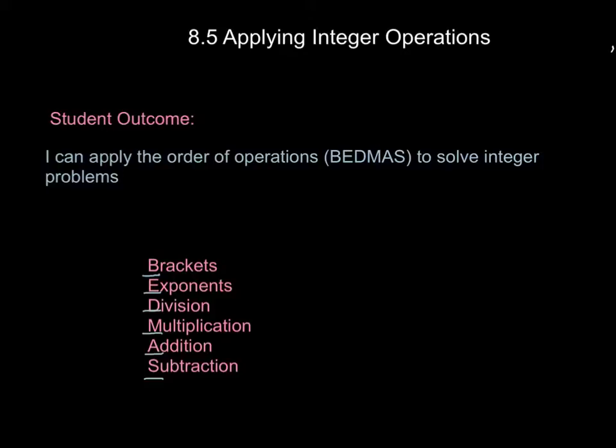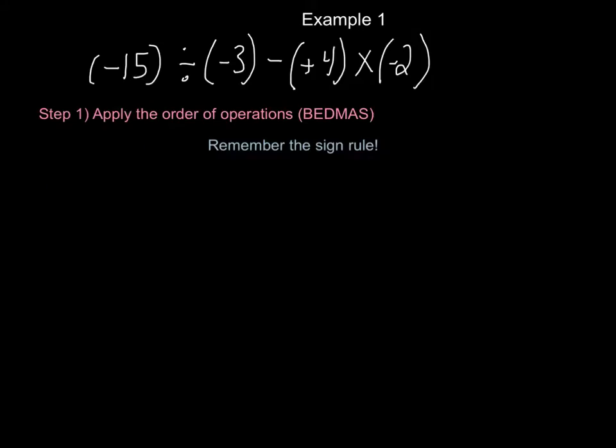That always means that when you're doing a problem, you're going to look first for brackets. Then you're going to look for exponents, then division, multiplication, addition, subtraction. It just tells you the order that you're going to need to solve the problem and to help you get the right answer. So let's take a look at our first example.